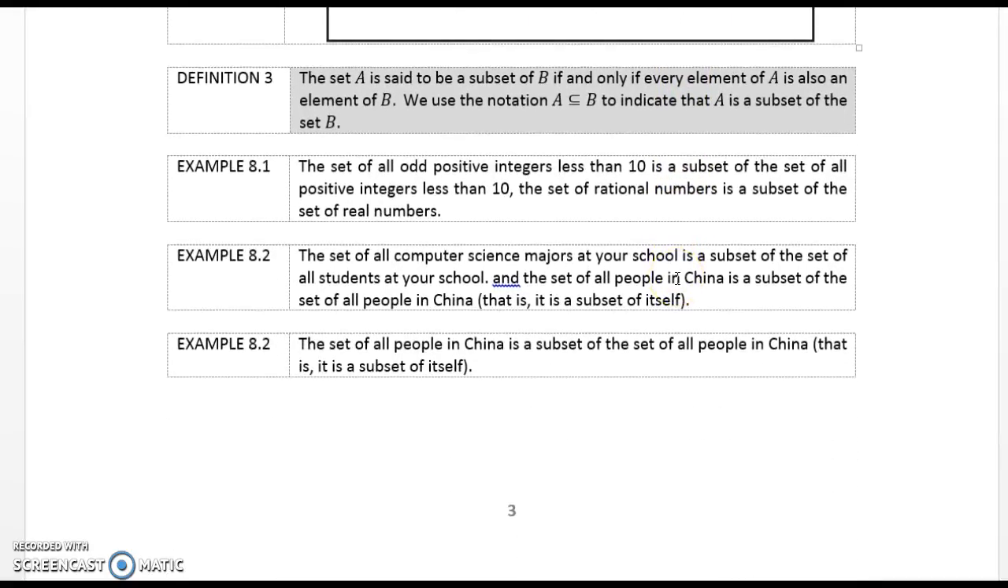Definition 3. A set A is said to be a subset of B if and only if every element of A is also an element of B. We use the notation A ⊆ B to indicate that A is a subset of B. Example 8.1. The set of all positive integers less than 10 is a subset of the set of all positive integers less than 100. The set of rational numbers is a subset of the set of real numbers.